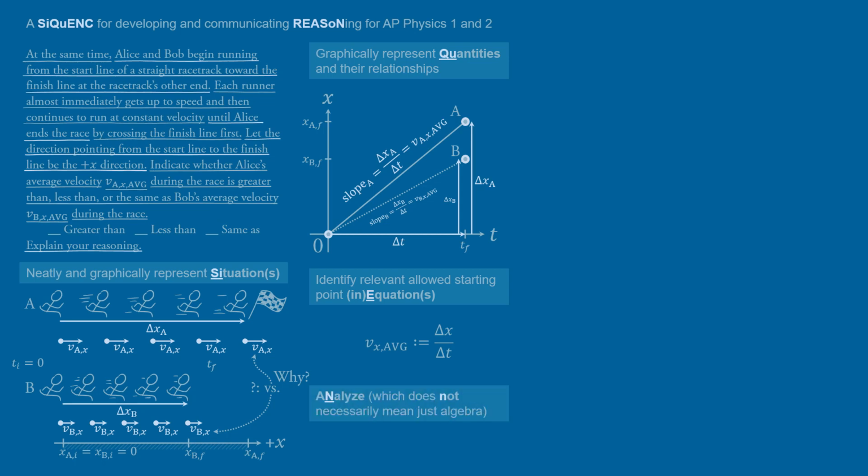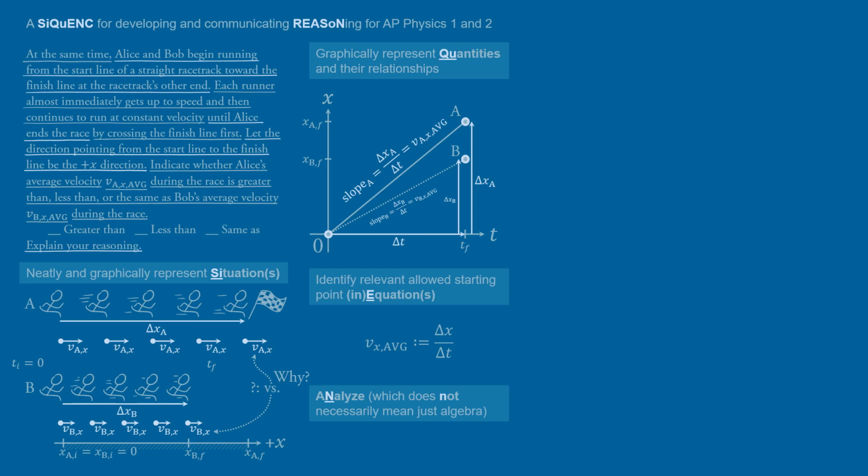Analyze, which does not necessarily mean just algebra. Now that we've laid out features of the problem in the form of a sketch of the situations, a graphical representation of physical quantities, and an equation, we can analyze all three of these representations to solve the problem. The sketch of the situations illustrates that Alice and Bob begin and finish running at the same times. This means that Alice and Bob run for the same duration of time.